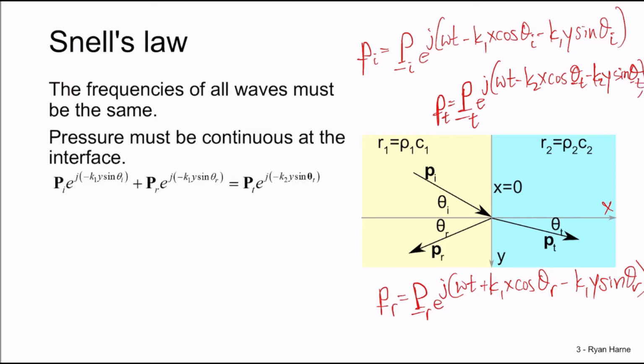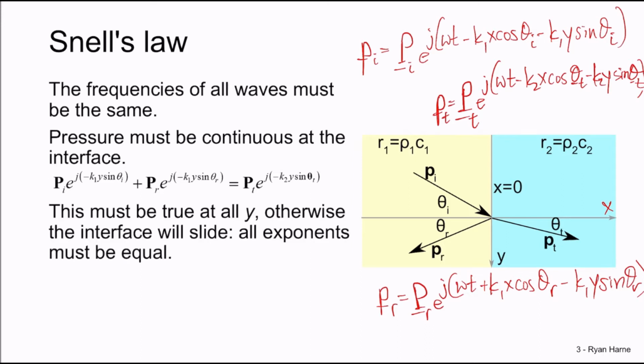Now our first boundary condition is that pressure must be continuous at the interface, and the interface is the plane x equals 0. Our equation for that continuity is shown here. Each complex exponential has a quantity in terms of the location y. But in fact, this needs to be true for any location in y, since our incident wave could arrive at any location along the y-axis. So this means that all of the exponents need to be equal.